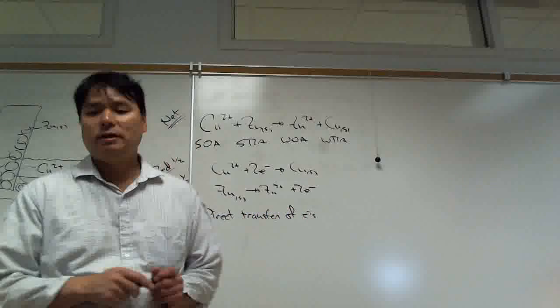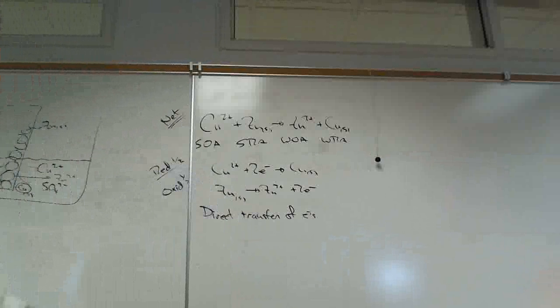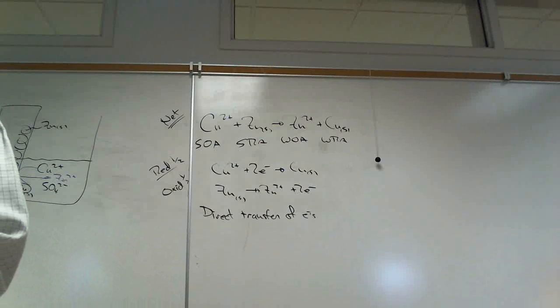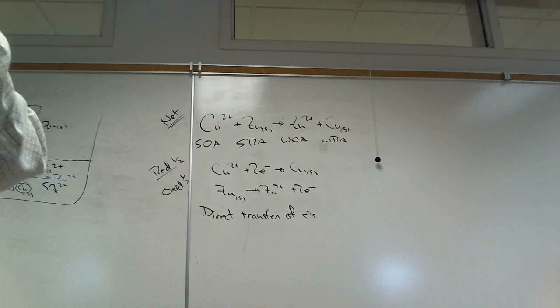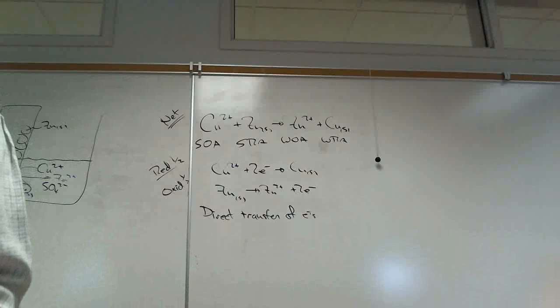And so what we want to do here in building a battery is we don't want the electrons to go straight from the zinc to the copper. What we want to do is route the electrons from the zinc through a wire to the copper. And so how are we going to do that? Well, we're not going to do it in a one beaker reaction like that. We're going to put the zinc in one beaker and the copper in another beaker. And what we want to do is attach these two with a wire.